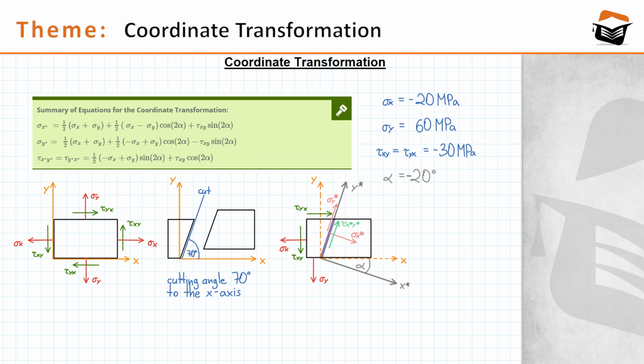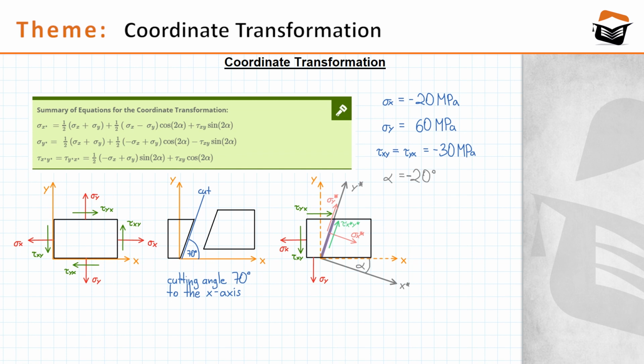We have sigma x, which is minus 20 megapascal, and as far as the algebraic sign, let me tell you one more piece of information. The arrows that you see here are the assumed stresses. When I say assumed, I mean assumed from a mathematical standpoint. That means that if the stress values are positive, the actual stresses act in the directions as shown. If the stress values are negative, the actual stresses act in the opposed direction.